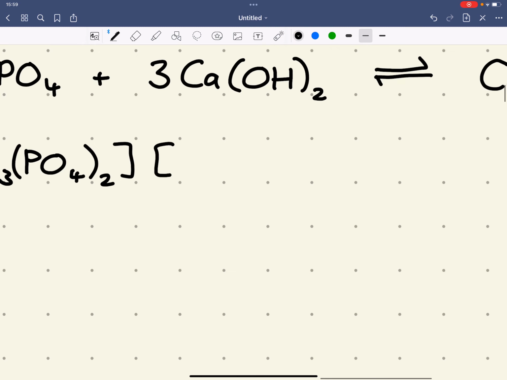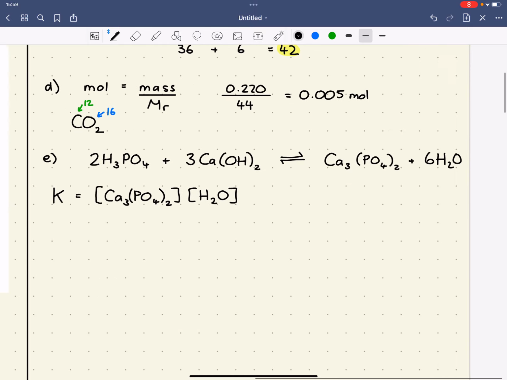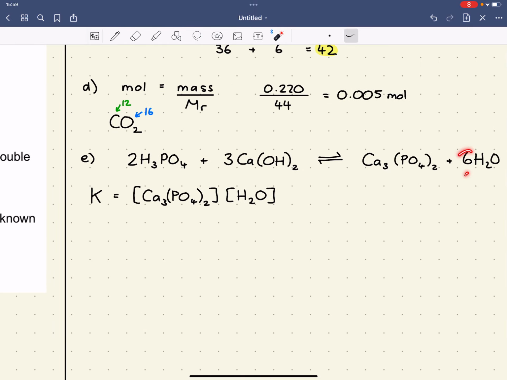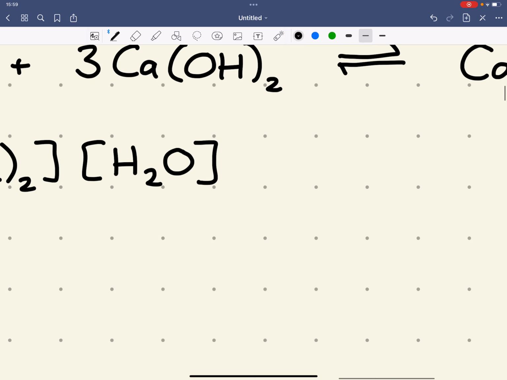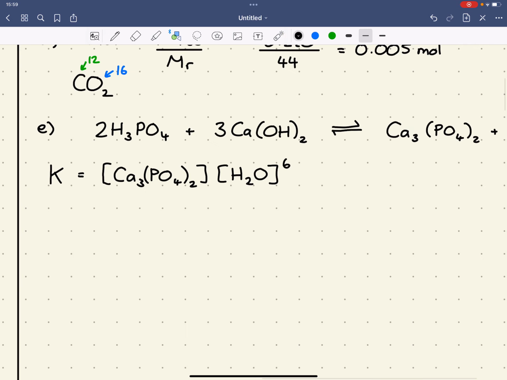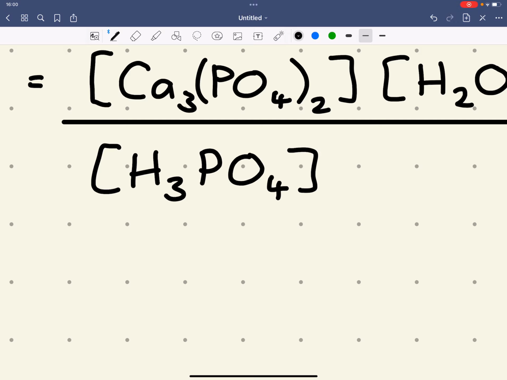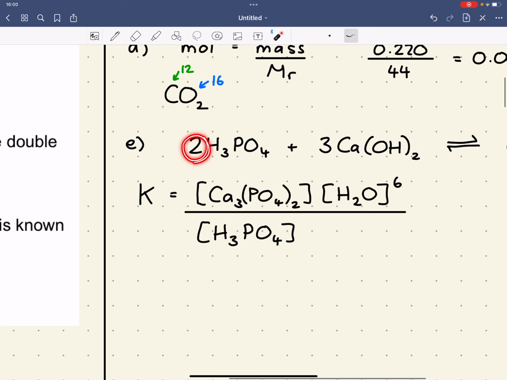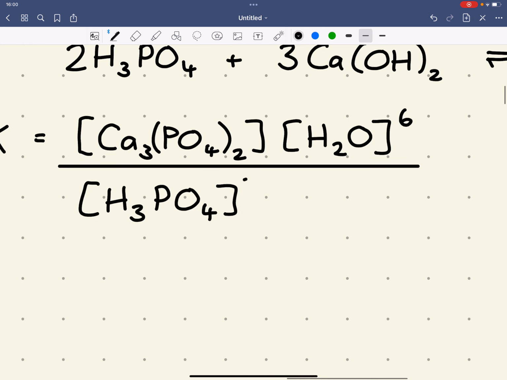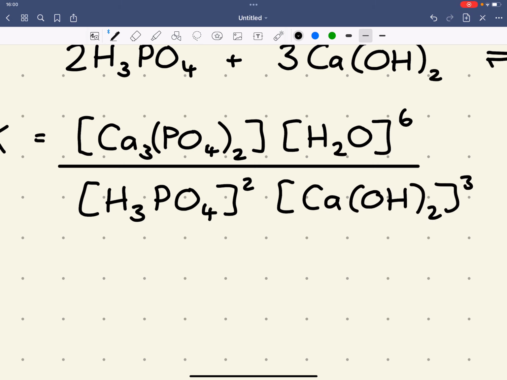We've got the water. And that's raised to the power whatever the number in front. And the number in front is a 6. So that's raised to the power 6. And that's always then divided by the concentration of the reactants. So we've got our H3PO4. Again, the number in front of that is a 2. So that's squared. And then I'm sure you know what's coming then. Calcium hydroxide raised to the power 3.